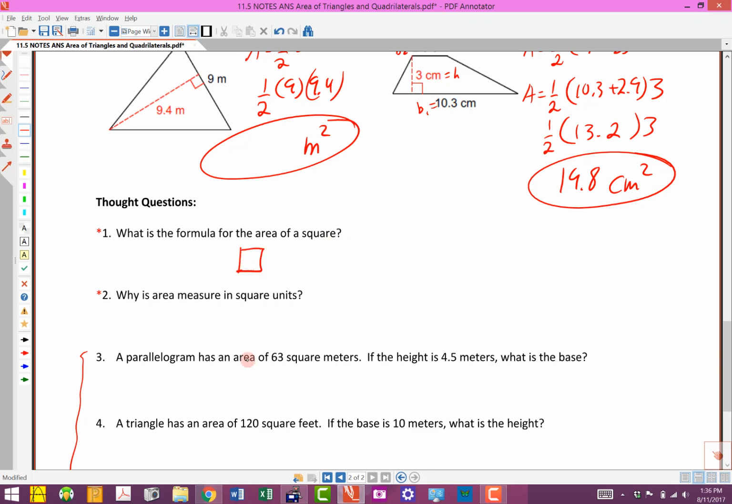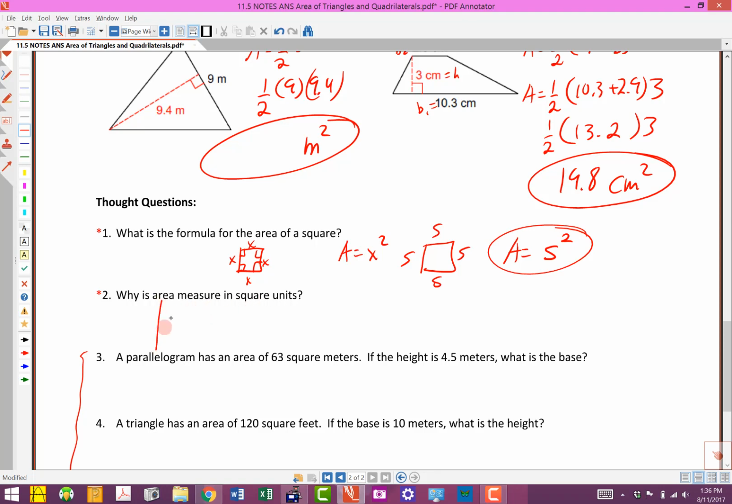Well, if a square was like this, whatever you chose for the sides, so if you chose x for the sides, they're all x, so the formula would be x squared. Or what we typically do with something like that is we just say the sides are s, so the formula for the area of a square is side squared. Okay, why is area measured in square units?